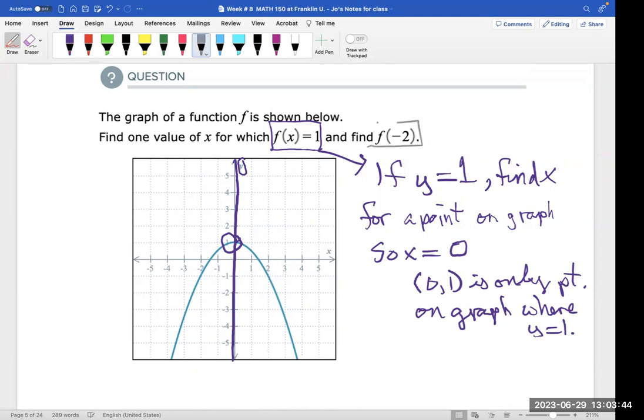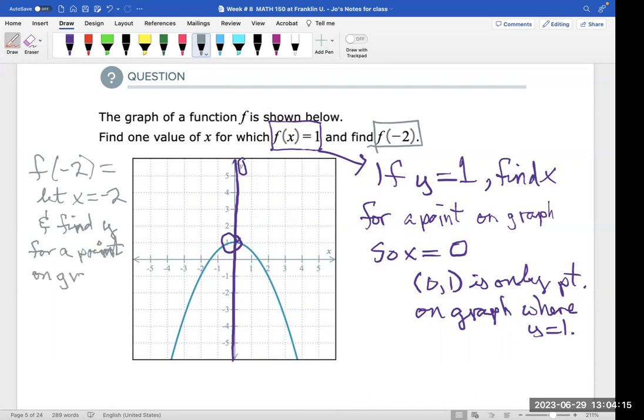Now switch, find f of -2. That one's even easier. F of -2, let X equal -2, and find a Y for the point on the graph.